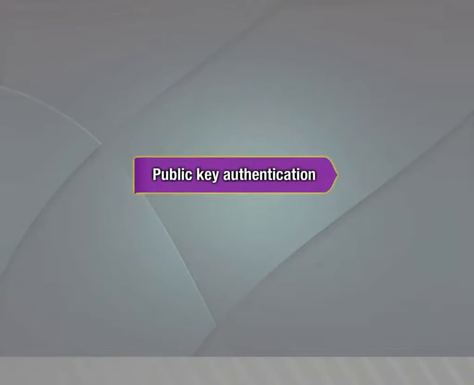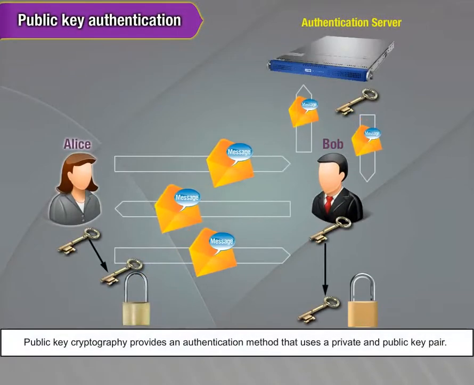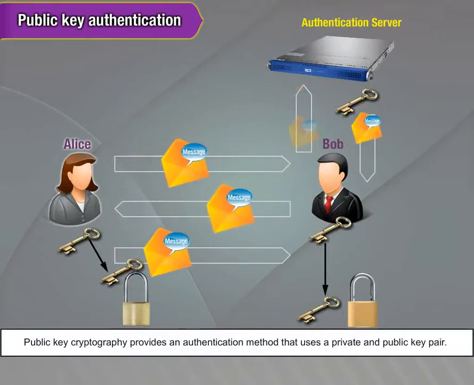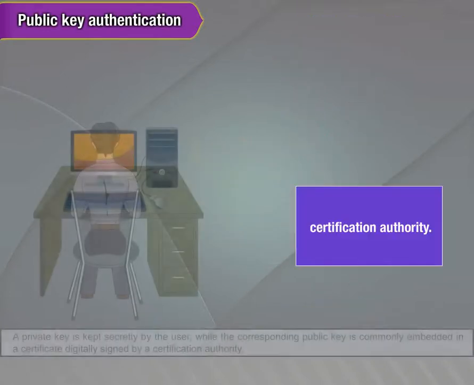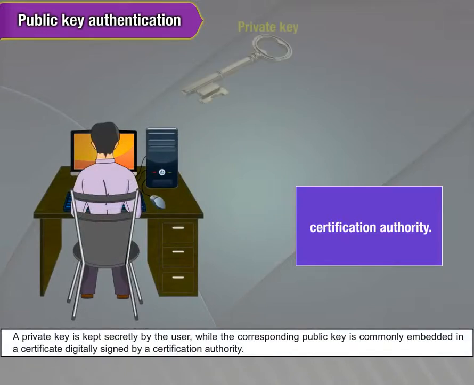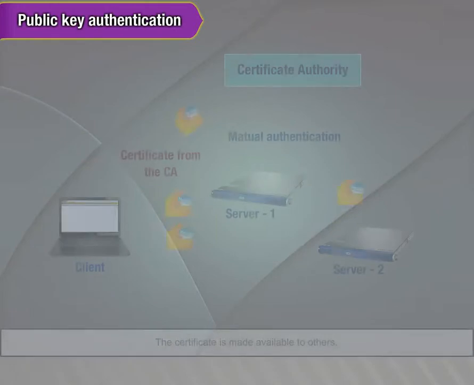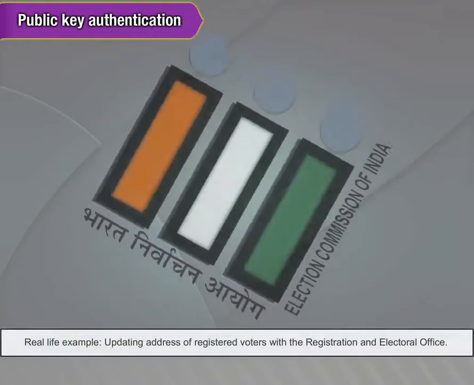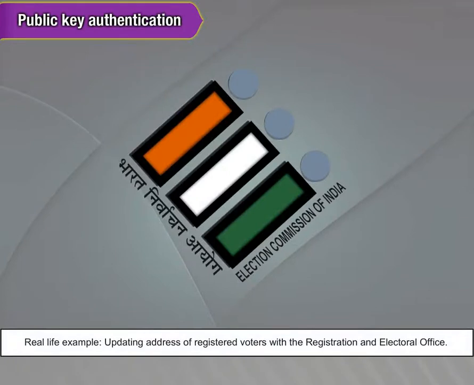Public key authentication. Public key cryptography provides an authentication method that uses a private and public key pair. A private key is kept secretly by the user, while the corresponding public key is commonly embedded in a certificate digitally signed by a certification authority. The certificate is made available to others. Real-life example: updating address of registered voters with registration and electoral office.